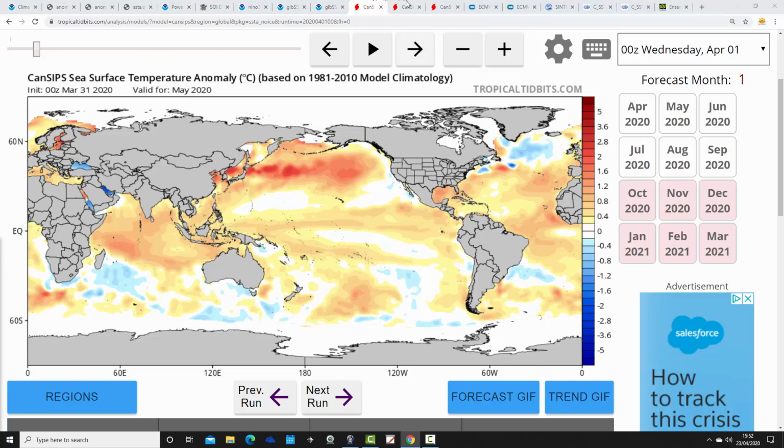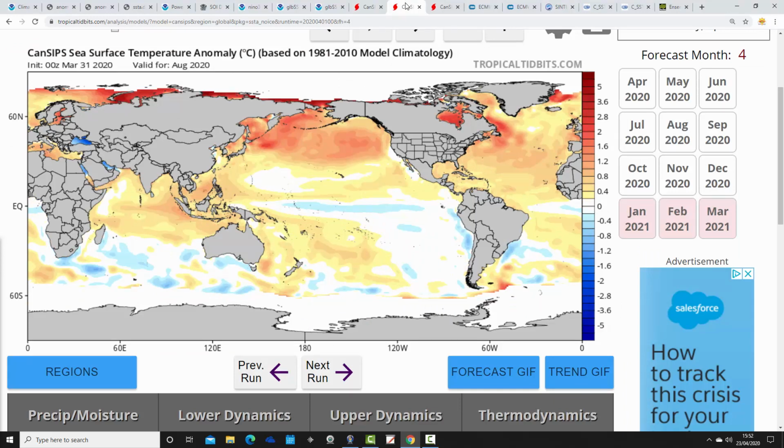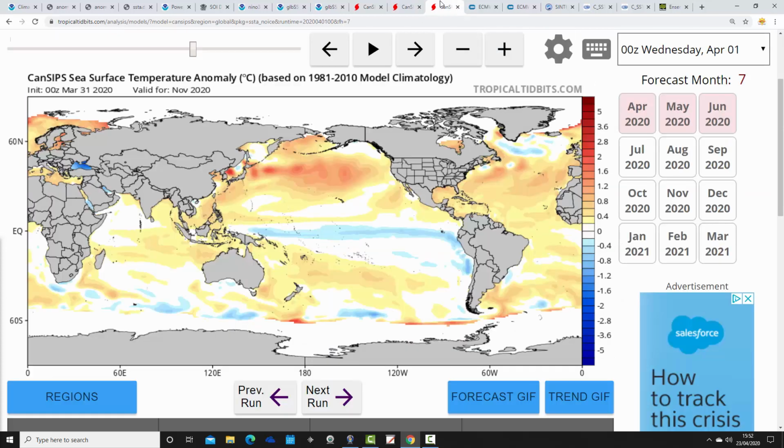How does it look further on, though? So that's August. By then, we have got a very, very slight La Niña signature. Only a very slight. That probably barely gets you to La Niña. That's probably still somewhere close to, it's almost getting towards half a degree below average, but not quite. So CanSips is much slower in developing a La Niña signature through the summer.